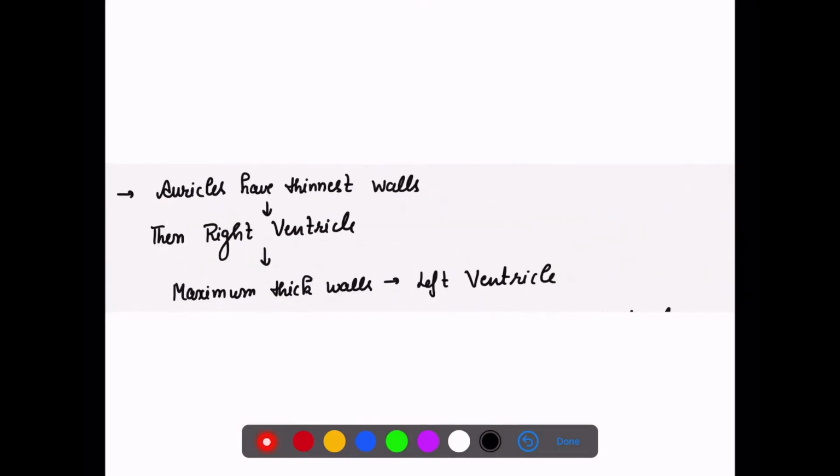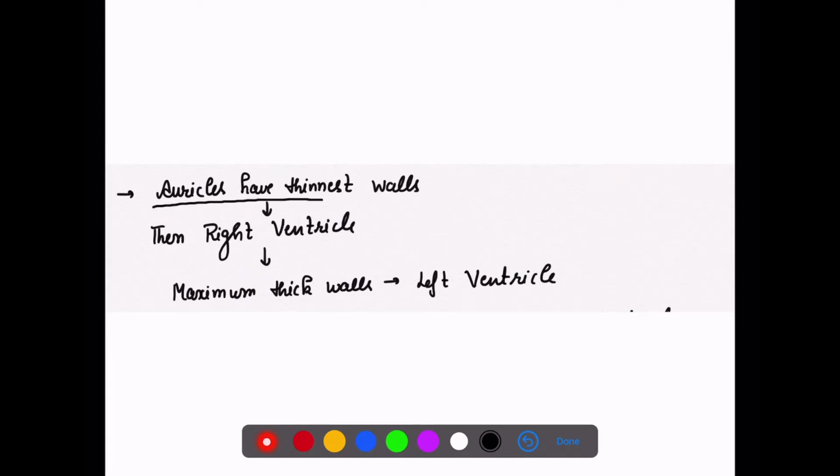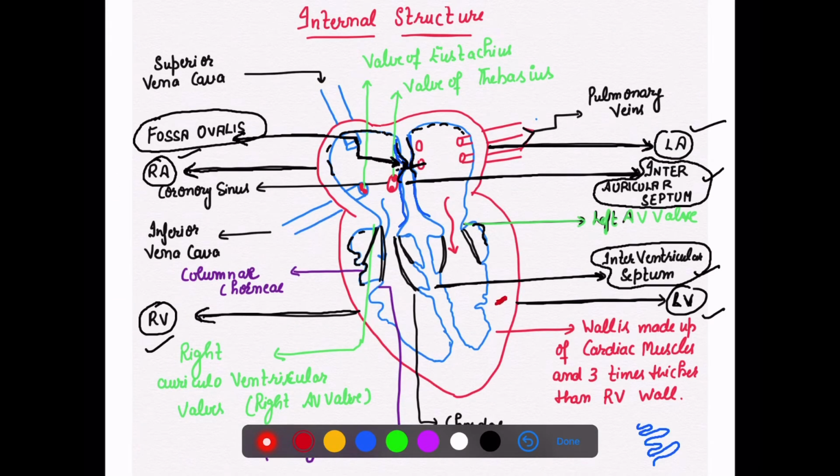Now we are going to start with thickness. One by one we will start. So as you can see these are our auricles, right? And these are auricular parts, and this is our ventricular part. Now let's talk about their thickness. Auricles have thinnest walls. Then right ventricle has a little thick wall, and maximum thickest wall is observed in left ventricle. Left ventricle has thickest walls.